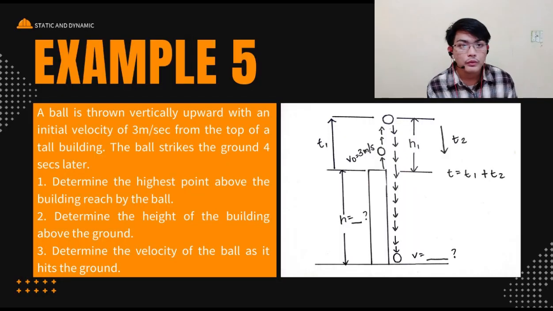So, moving forward to our example number 5. A ball is thrown vertically upward with an initial velocity of 3 meters per second from the top of a tall building. The ball strikes the ground 4 seconds later. So we are tasked now to determine the highest point above the building reached by the ball, the pinakamataas. Determine the height of the building above the ground, yung height ng building. And then determine the velocity of the ball as it hits the ground, yung velocity na tinatravel ng ball bago siya tumama dun sa lupa.